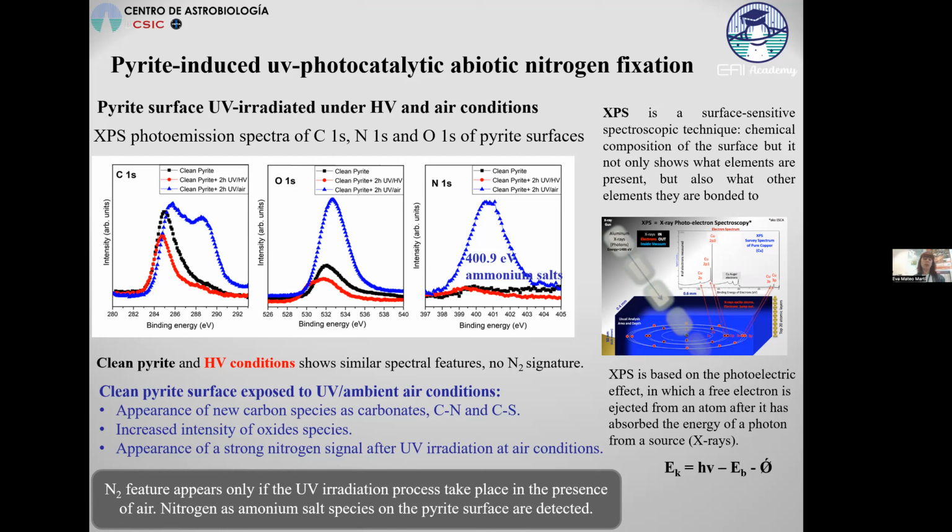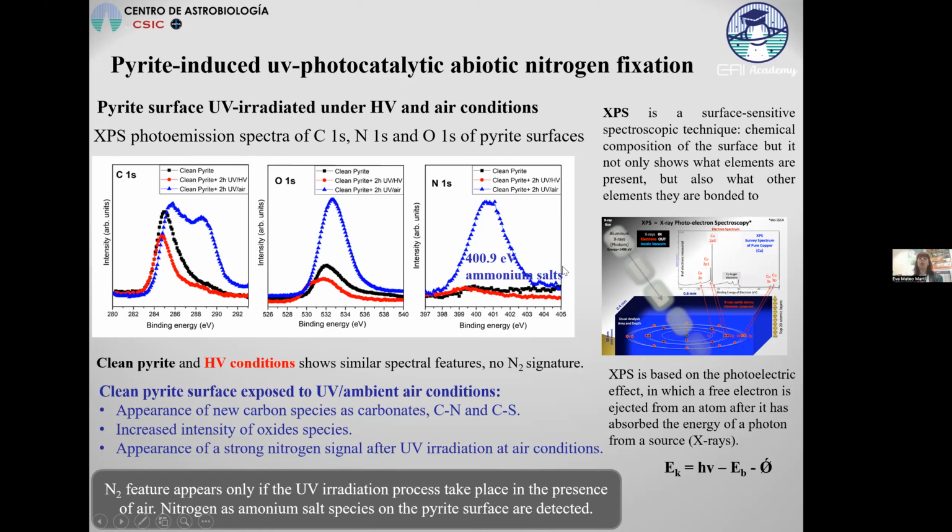So coming back to the pyrite surface, we were doing the irradiation of the surface at air conditions, in an atmosphere that has nitrogen. If we look at the carbon, oxygen, and nitrogen XPS, we can see that the black and the red spectra look quite similar. They are the clean pyrite and the pyrite irradiated under ultra high vacuum conditions, in an atmosphere without any nitrogen. Then if we irradiate the pyrite under an atmosphere with nitrogen, we see the blue spectra, which shows carbon species, carbonate and CN and CS species. The oxygen oxide species increased, but the more remarkable feature is the presence of nitrogen. We see here the nitrogen species at 400.9 electron volts, which could be related to an ammonium salt.